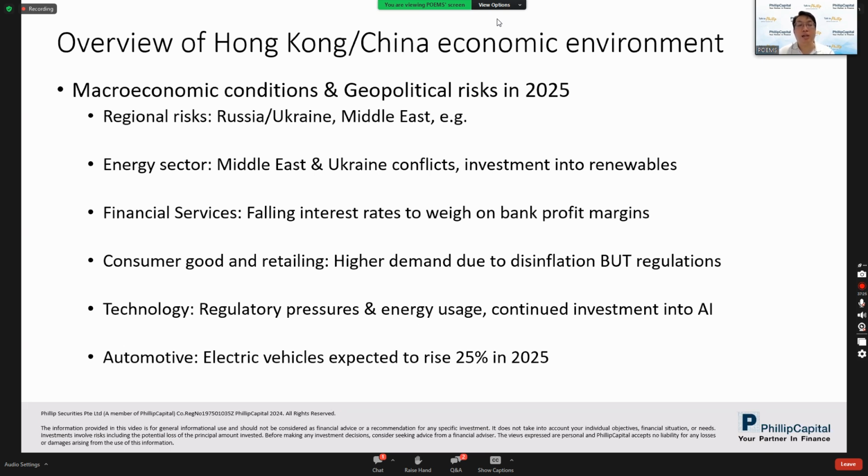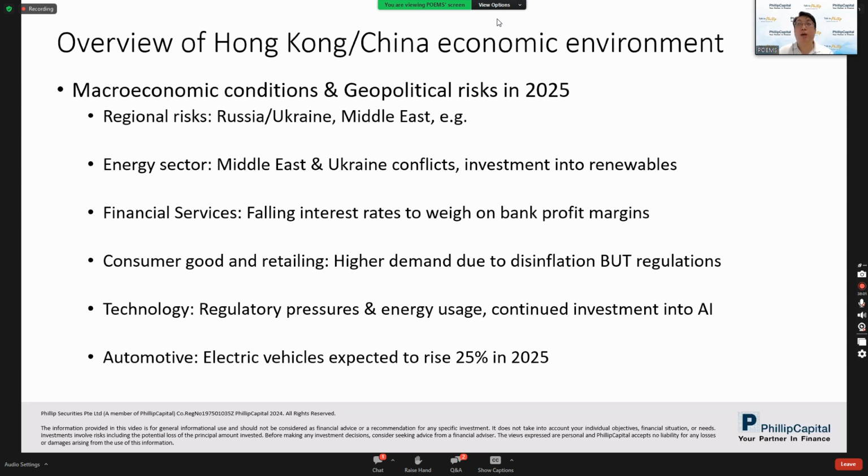And in terms of the energy sector, the Middle East and Ukraine conflicts will continue to impact oil prices. So there is a lot of volatility that we see into 2025, even for the China market economy. And China is one of the proponents of renewables, right? They are very strong at investing in renewables. That will also be one of the segments where they want to reduce their reliance on traditional energy, through coal or traditional oil. So China is still investing very strongly in renewables.